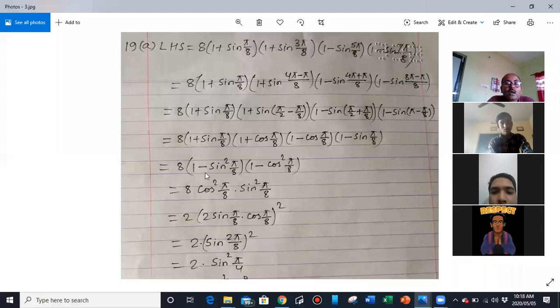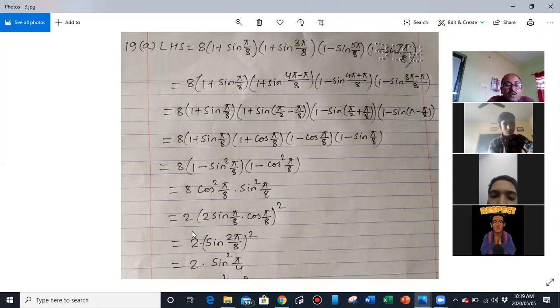Now 1 minus sine square theta is cos square theta, and 1 minus cos square theta is sine square theta. Here we will do certain modification. Write 8 as 2 into 2 square, so 2 square means 4, 4 into 2 is 8. Sine pi by 8 cos pi by 8 is under a square, meaning this square is collective for sine pi by 8 and cos pi by 8. Is it clear?